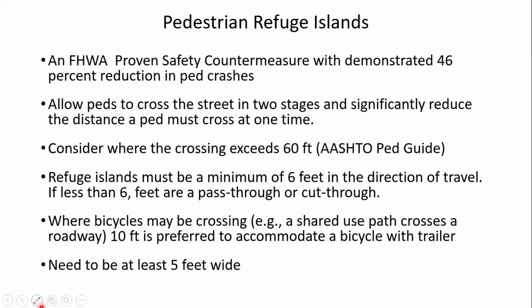Pedestrian refuge islands are also one of the Federal Highway Administration's proven safety countermeasures. FHWA reports a 56% reduction in pedestrian crashes where you have pedestrian refuge islands. The AASHTO Pedestrian Guide suggests considering islands where the crossing distance exceeds 60 feet. Like that old photo I showed you earlier of that intersection, those crossing distances were much more than 60 feet. That would have been a good location for some median refuge or pedestrian refuge islands.